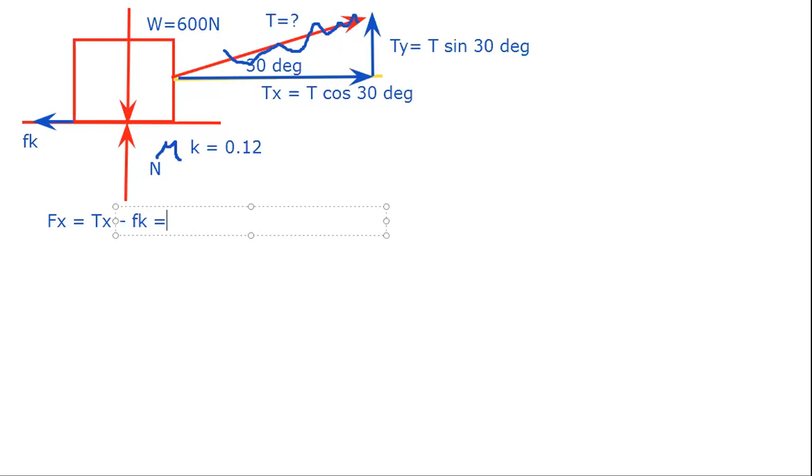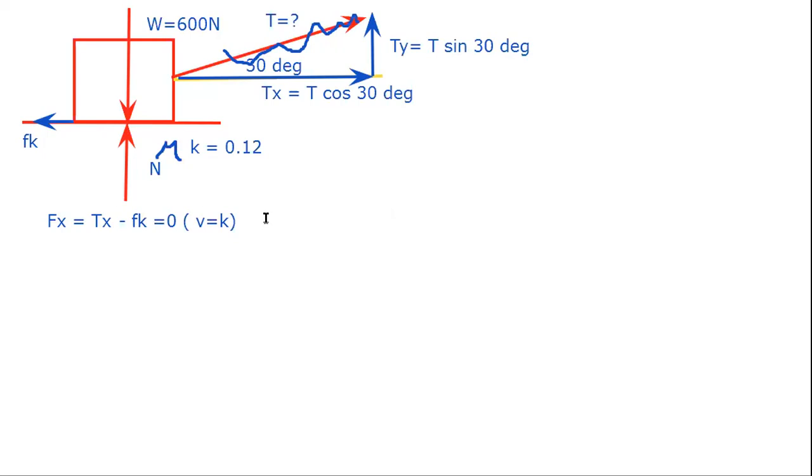Now, if this is the one that causes motion and the motion there is uniform, then their total must be 0. Again, the reason is this one is moving with uniform velocity, or uniform motion. So this is one set of equations.